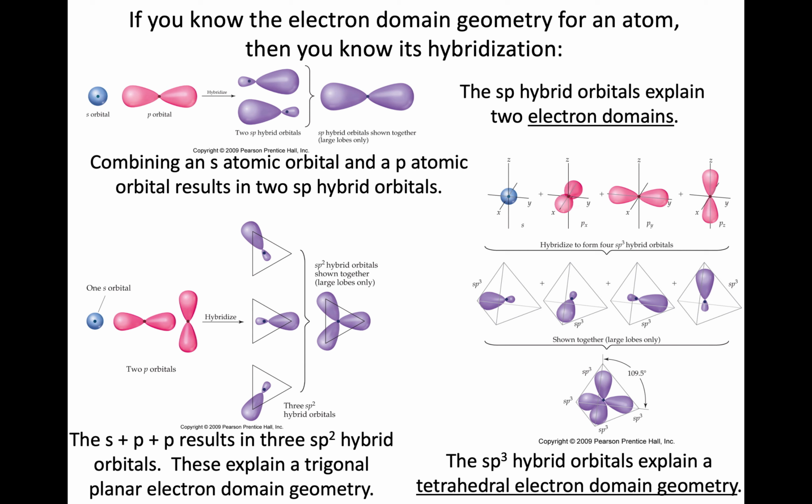If I'm seeking to explain a tetrahedral electron domain geometry, I'll combine an s orbital with a p, with another p, and with the final p. That gives me four different sp3 hybrid orbitals. Notice the total number of orbitals is not changing. I'm just combining them in different ways because I need to explain different electron domain geometries.